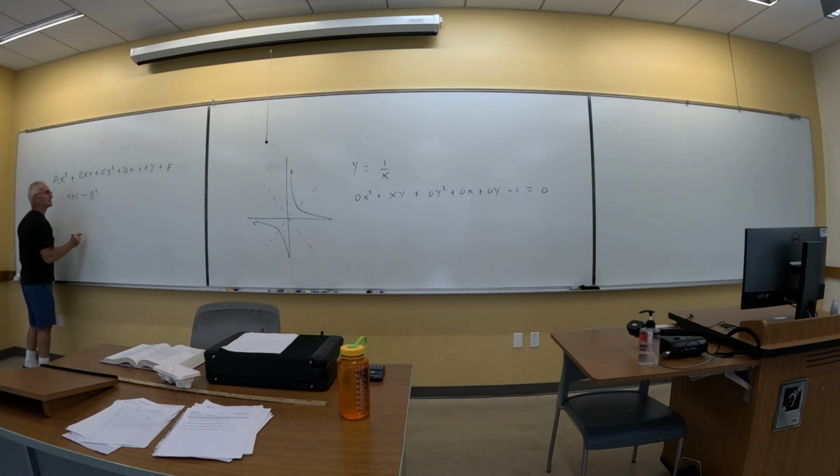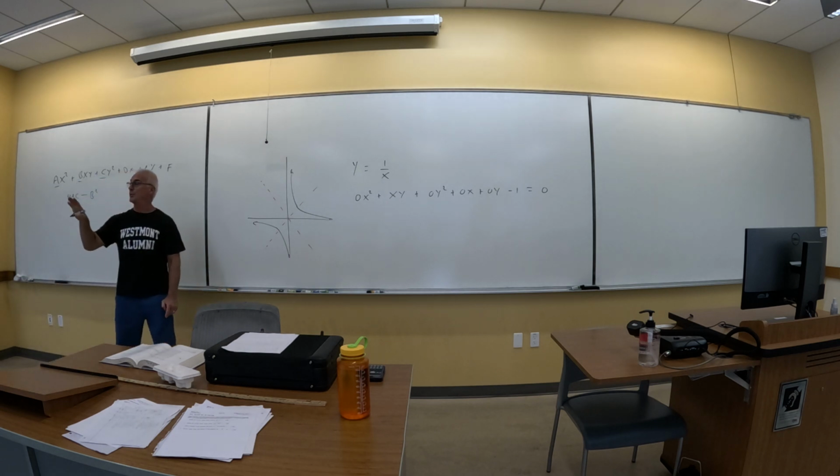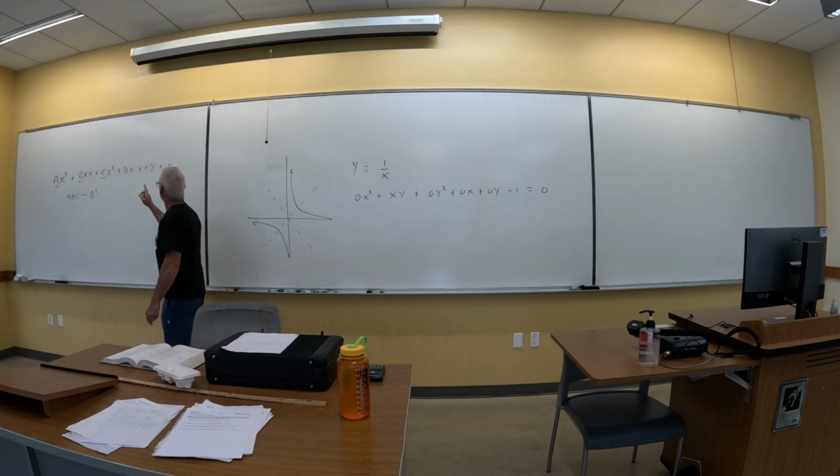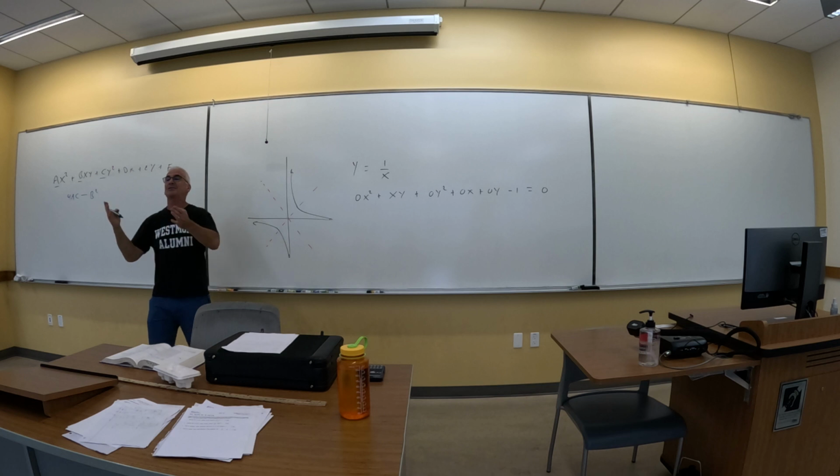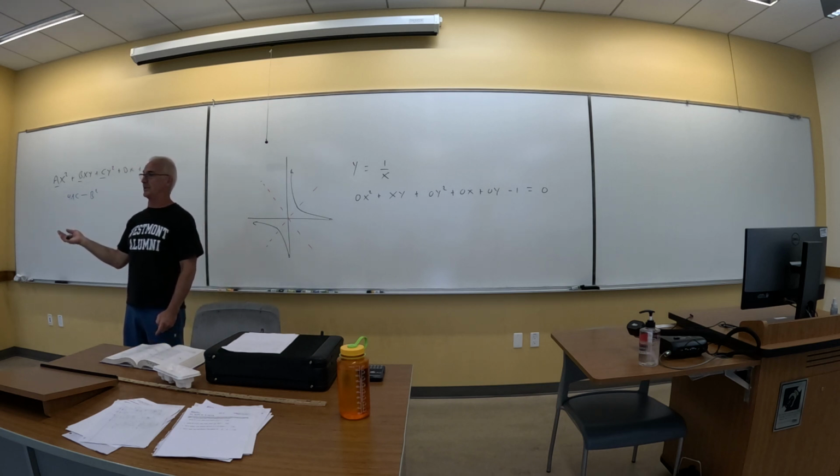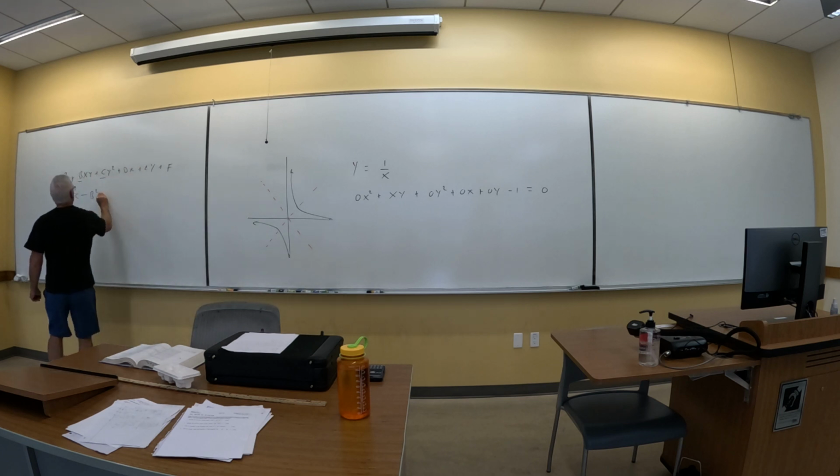4ac minus b squared. Only these three things have to do with what it is. The rest of this has to do with the shift, left, right, up, down. If I just simply lopped all of this stuff off, that would mean I'm starting from the origin. If it's a parabola, I'm centered at the origin if it's an ellipse or a hyperbola. That makes life easy, but that's not necessary. So this has three possibilities. It's greater than 0, it equals 0, it's less than 0.